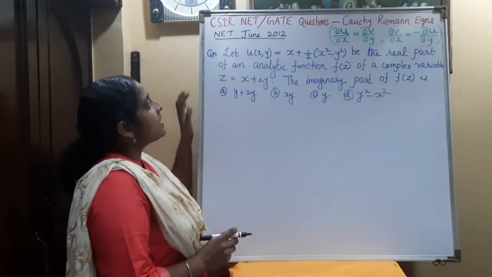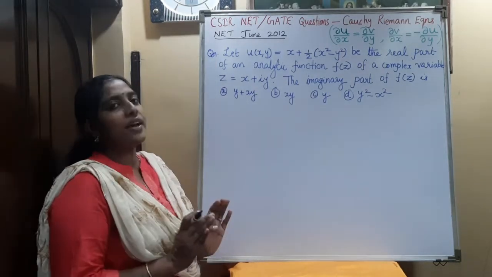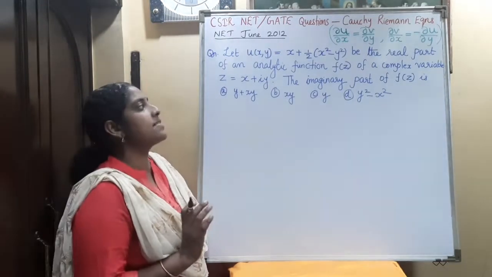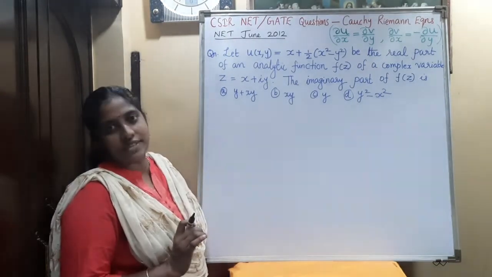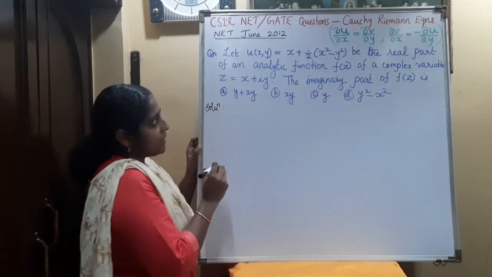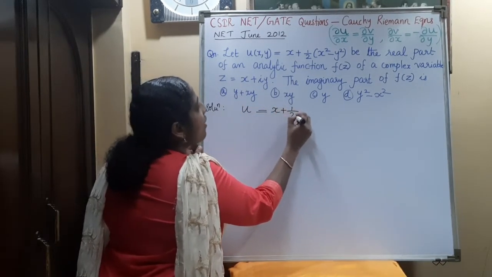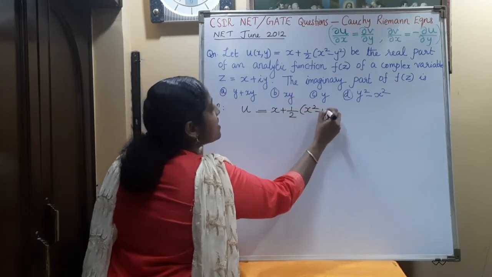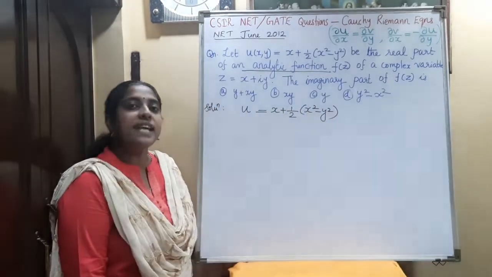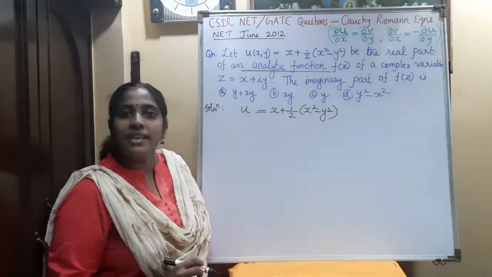The question is: let u(x, y) equal to x plus half into x square minus y square be the real part of an analytic function f(z) of a complex variable z equal to x plus iy. The imaginary part of f(z) is? So in the question, the real part is given. U is equal to x plus half into x square minus y square, and it is also mentioned that the function is analytic. So we can apply the Cauchy Riemann equations there.